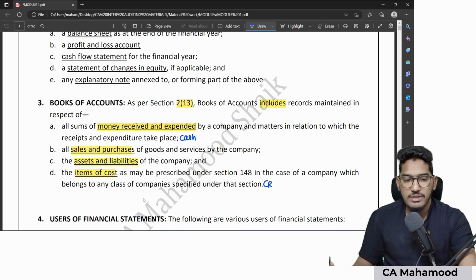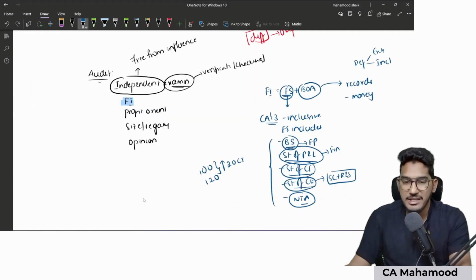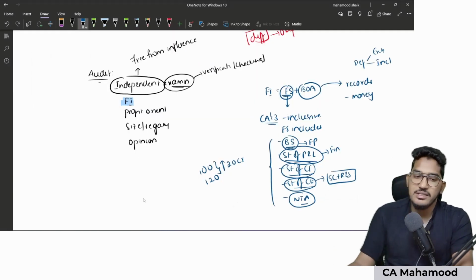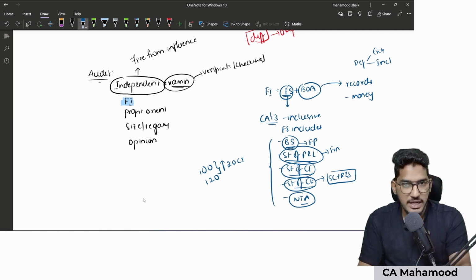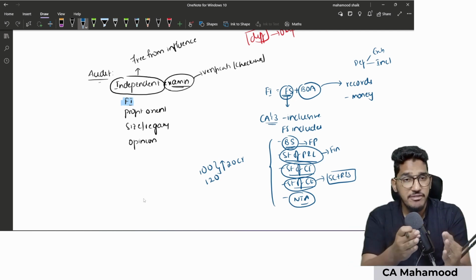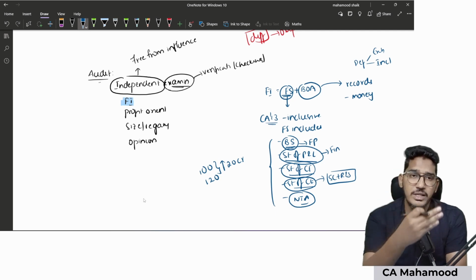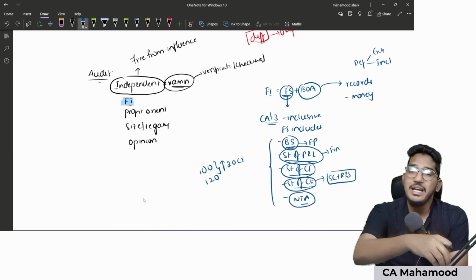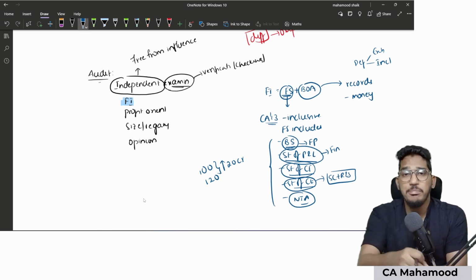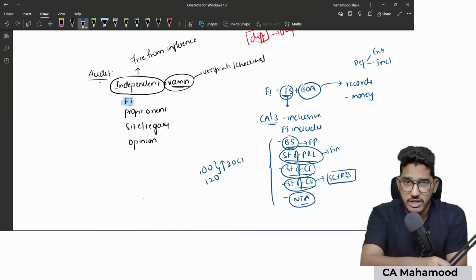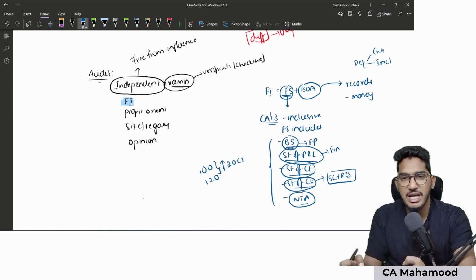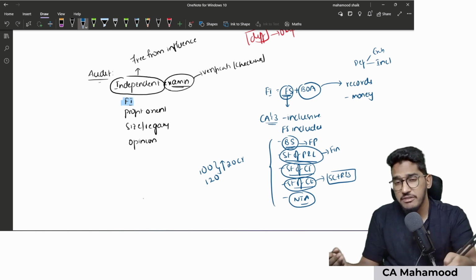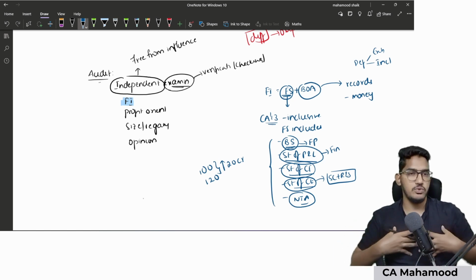Clear? So now this collective information, financial statements along with the books of accounts, we call it financial information. And if I am doing audit, what I'm actually trying to do in the audit is I'm trying to independently examine, independently verify, independently check. And what I am checking? Financial information I am checking. And what is the meaning of financial information? Financial statements and books of accounts of the company.